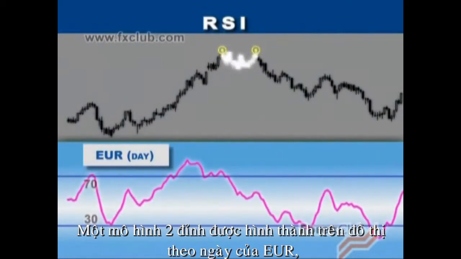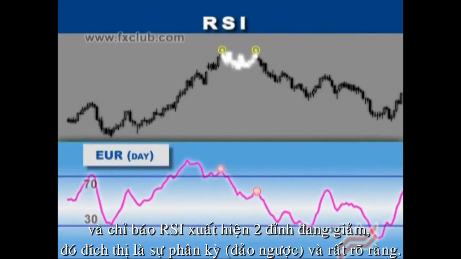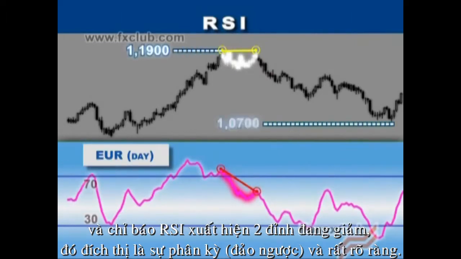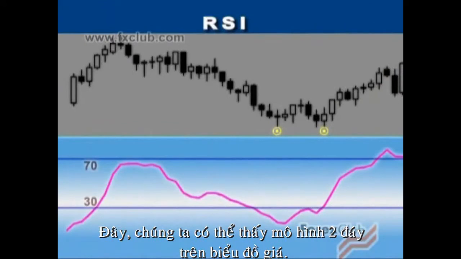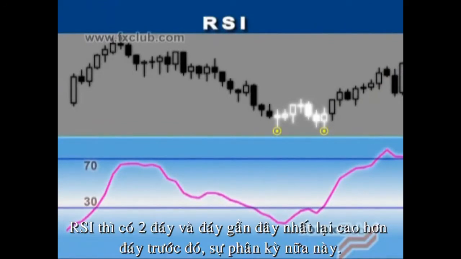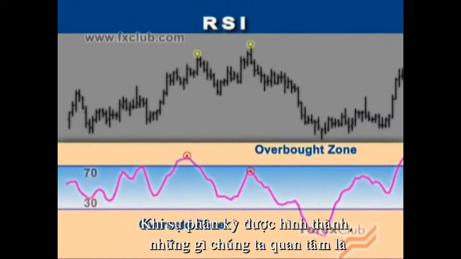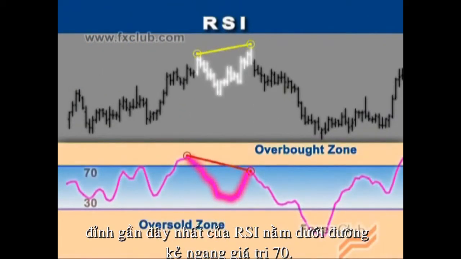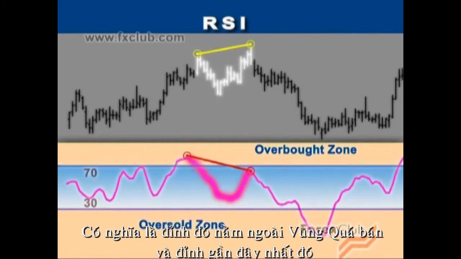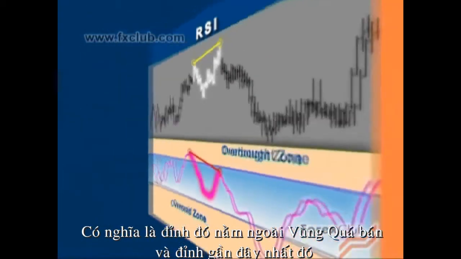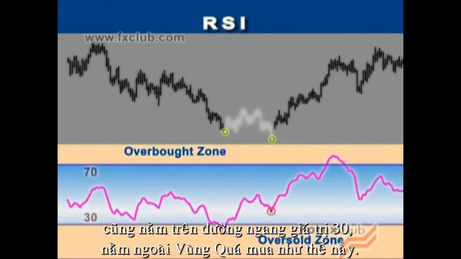A double top has formed on the daily chart of the euro, and RSI indicates two falling highs. It's a divergence, and it's a strong one. Here we can see a double bottom on the price chart. RSI has formed two troughs, and the last one is higher than the previous. Divergence again. When a divergence forms, what we really like is when the last indicator high is below the signal line of 70, that is outside the overbought zone, and also that the last trough of RSI is above the 30 line outside of the oversold zone, like this.